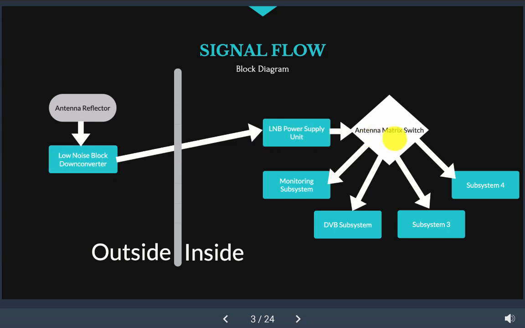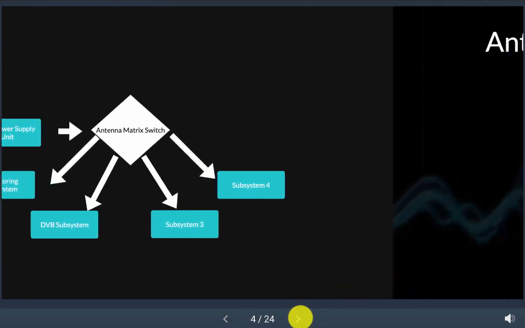From the PSU, you're going to go into the antenna matrix switch, and that antenna matrix switch will allow you to select which subsystem those signals are going to go to, or multiple subsystems.